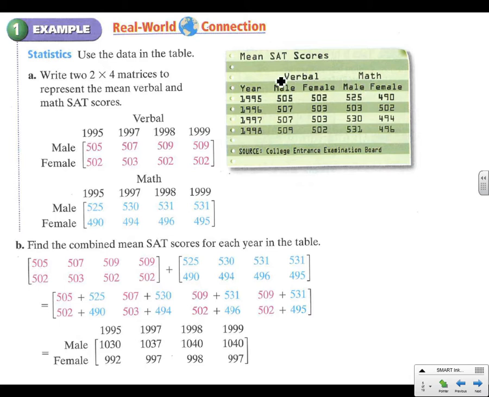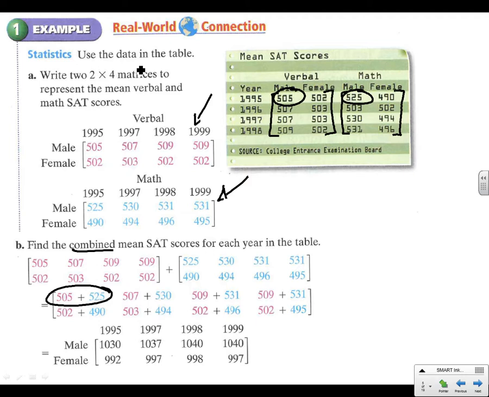All right, so what we could do is create one matrix out of this set of information for verbal, which we've got over here, and then another one for math, which we've written right down here. And then what if we wanted to know the combined SAT scores, right? So we could add each together. So if we wanted to put the combined 1995 male scores, we're going to add the ones that line up, 505 plus 525. And you'll notice that's right here. They've inverted the matrices to have the years on the top, but that's fine. And you're just going to combine them and add like normal.